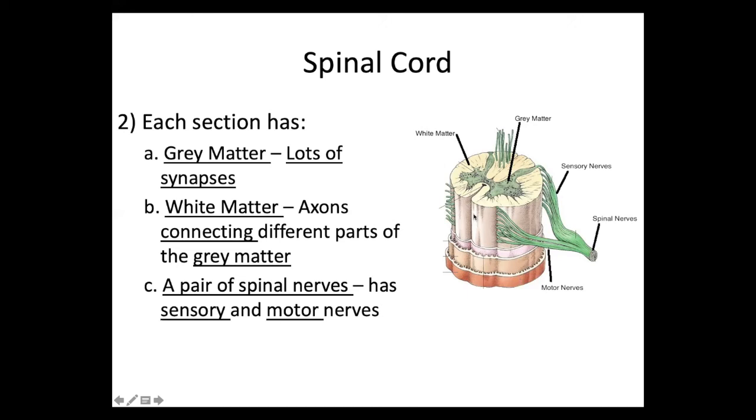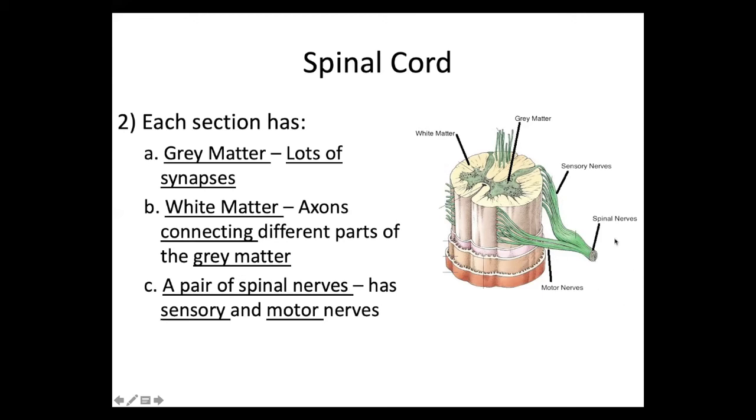By the way, your brain is reversed. In your brain, the gray matter is on the outside and the white matter is on the inside. So you're actually thinking with the outside of your brain. Your spinal cord is thinking in the center. And then you got a pair of spinal nerves coming out. Those are the peripheral nerves going in and out.